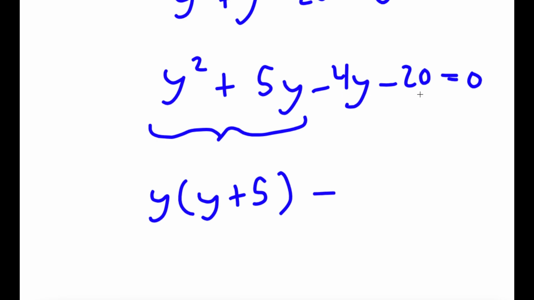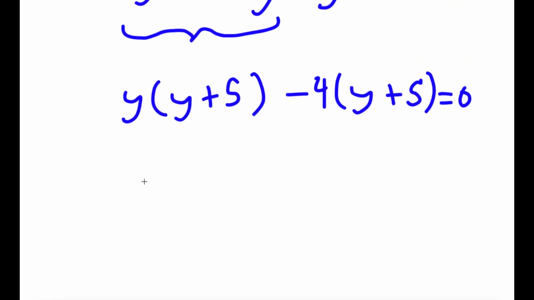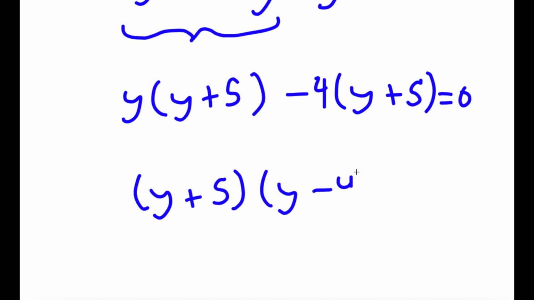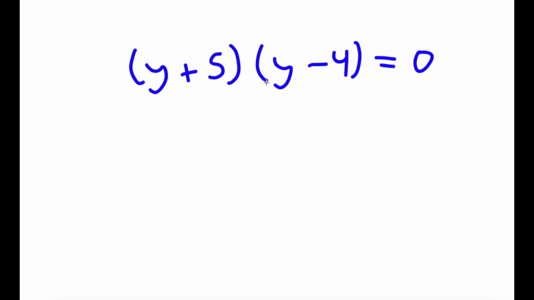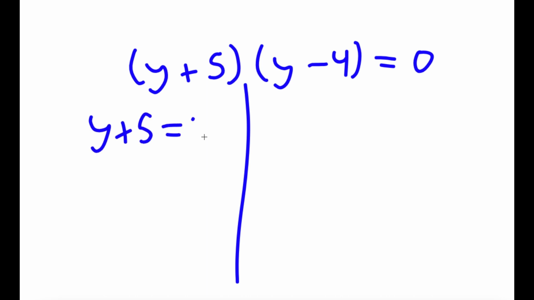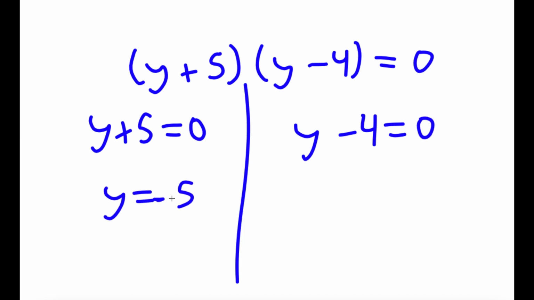Minus from 4y minus 20, I'm going to factor out negative 4. So I get negative 4 times y plus 5 is equal to 0. So now if I factor out y plus 5, I get y plus 5 times y minus 4 is equal to 0. So now this is going to give me two equations. I have y plus 5 is equal to 0, and I have y minus 4 is equal to 0. So for y plus 5 equals 0, y is equal to negative 5. And for y minus 4 equals 0, y equals 4.